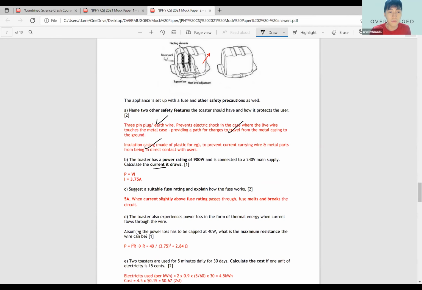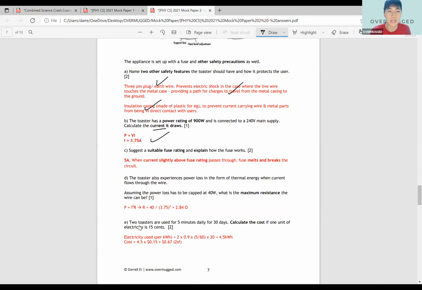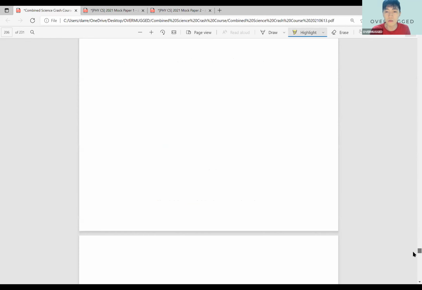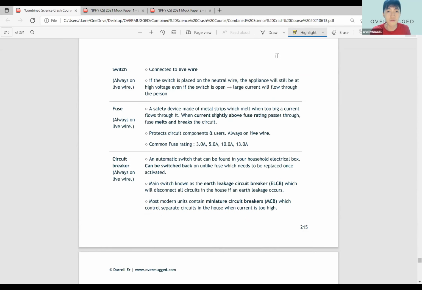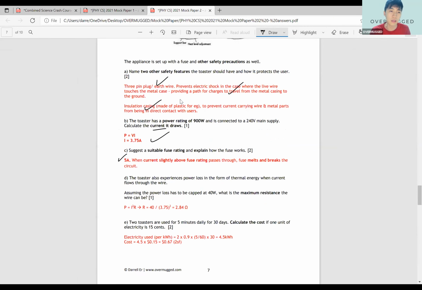Okay, current: P equals VI. This one I don't have to explain. Fuse rating must always be higher than your current. Some students ask me, why not 4? Why did you write 5? It's because when we are discussing fuse rating, there are a few standard ones. It'll be good if you know this, but even if you don't, it's still okay. Standard fuse ratings usually go by 3, 5, 10, 13, which is why I chose 5. If you choose 4, I think if you still explain it, technically it's not wrong, as long as it's above the current.